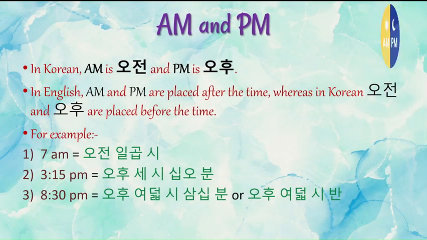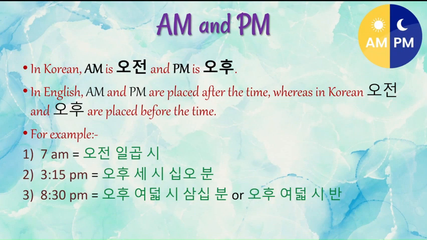Now let's move ahead and talk about AM and PM in Korean. Korean language में AM और PM क्या होता है? So in Korean, AM is 오전 and PM is 오후. Okay, but remember one thing, that in English AM and PM are placed after the time. But in Korean, 오전 and 오후 are placed before the time. Okay, ये चीज़ opposite है इंग्लिश और कोरियन में. Right? Examples देखते हैं.